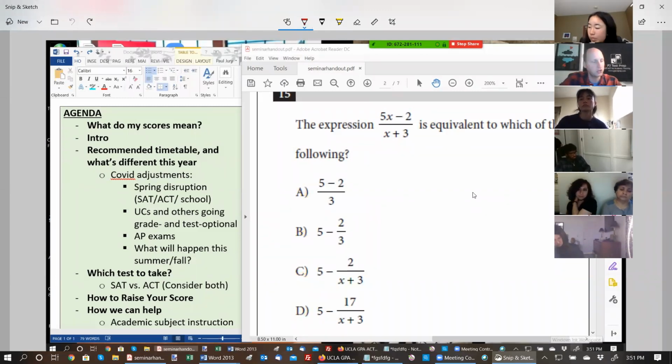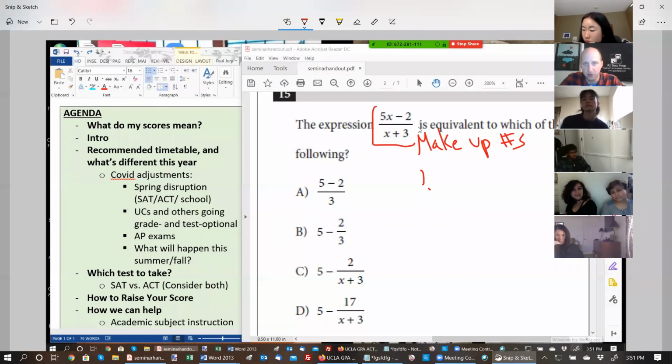And my favorite trick that we like to use on math questions, especially ones with variables, is called make up numbers. So what we do on a problem like this one, where they're giving us some ugly equation and we don't know what's going on, is the first thing we'll do is make up a number. I'm just going to pretend that x equals 1.